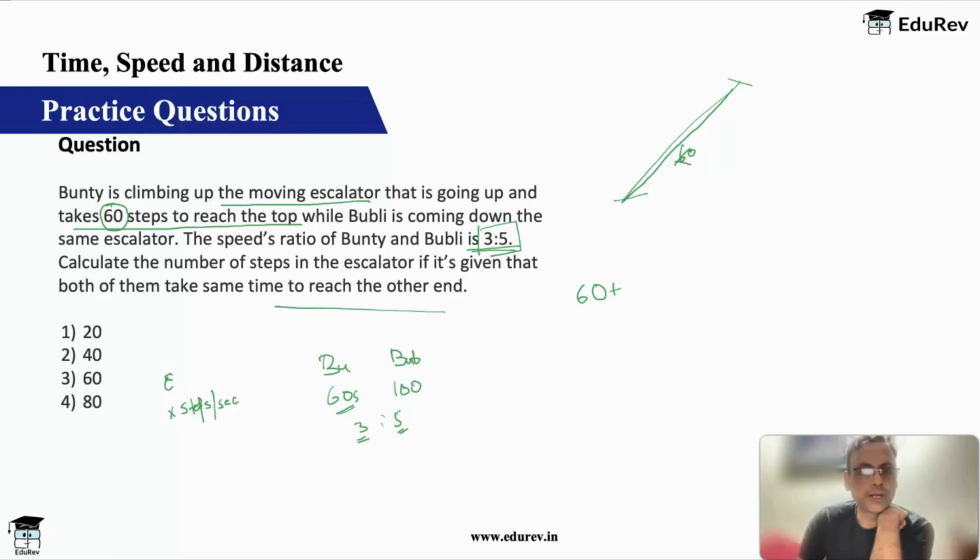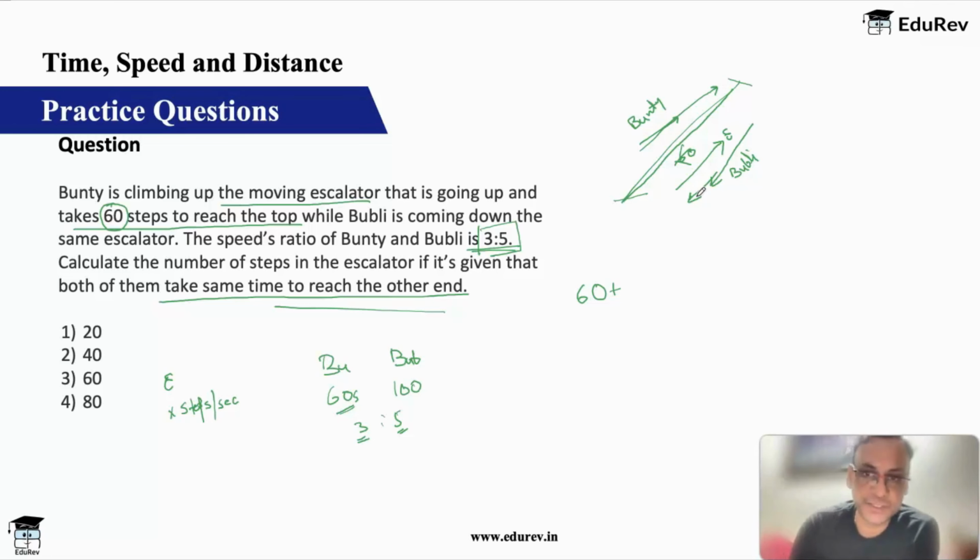Now one very important piece of information is that both of them take same time to reach the other end. So the escalator is moving up first. Bunty is also moving up, so the escalator is actually helping him. Bubbly is moving down, right? Bubbly is coming down. Both of them take same time to reach the other end. That means Bunty reaches on top, bubbly reaches on bottom. So actually bubbly will have to go faster than the escalator speed, right?